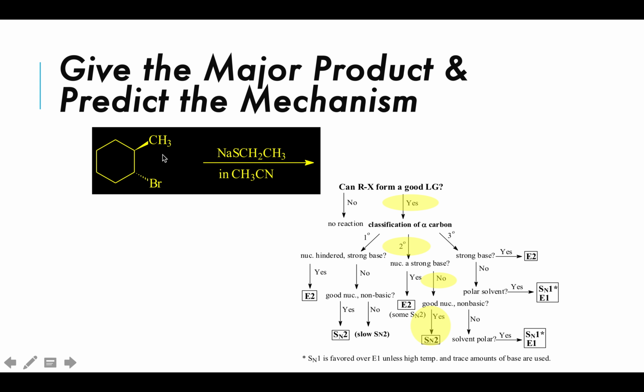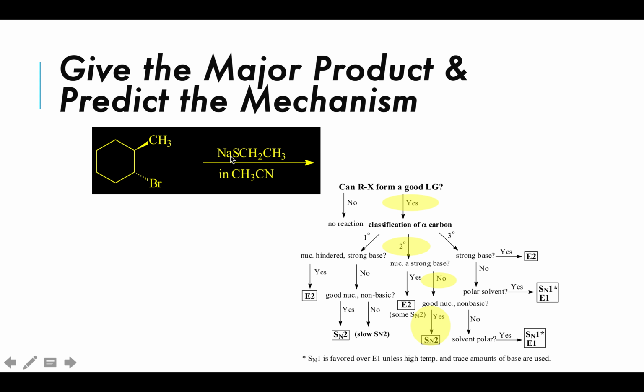Bromide, good leaving group. Secondary. Was this the strong base? Not really. This is like sodium thiosulfide, sorry, ethane thiolate. So it's like an ethoxide, but there's a sulfur instead of an oxygen. My solvent is polar aprotic.